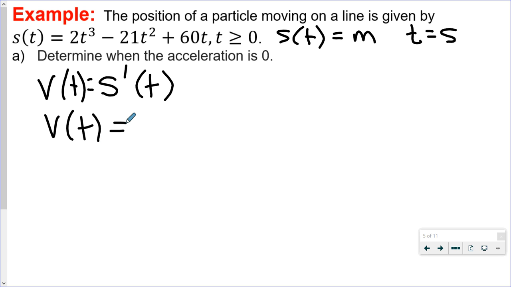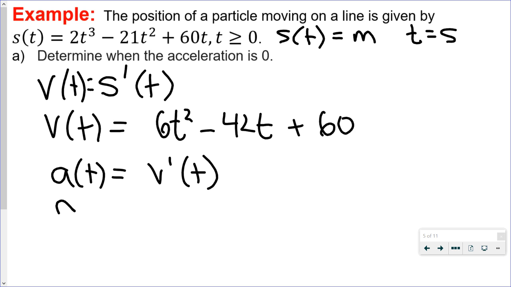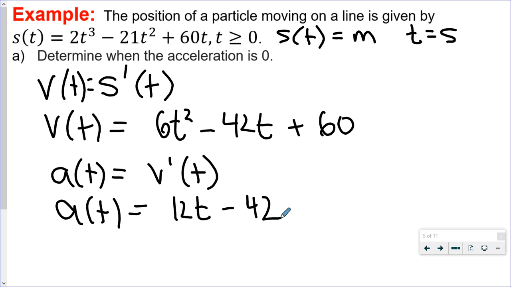So the derivative of 2t cubed is 6t squared, minus the derivative of 21t squared is 42t, plus the derivative of 60t is just 60. So that's velocity. To find acceleration, I just take the derivative of my velocity function, which is the second derivative of the position function. So the derivative of 6t squared is 12t. The derivative of negative 42t is negative 42. So that is my acceleration function.